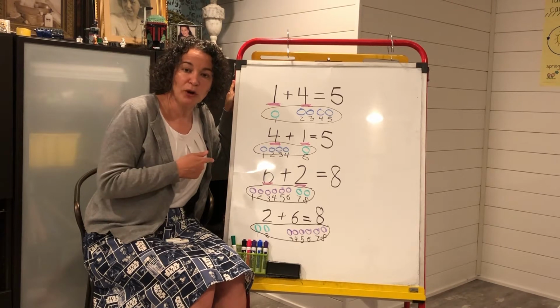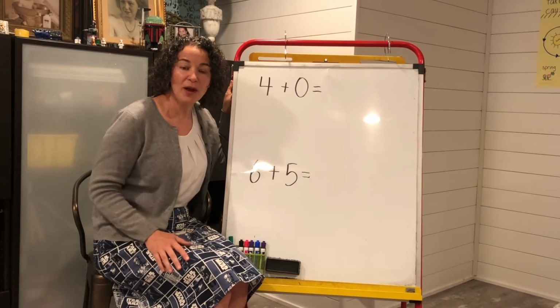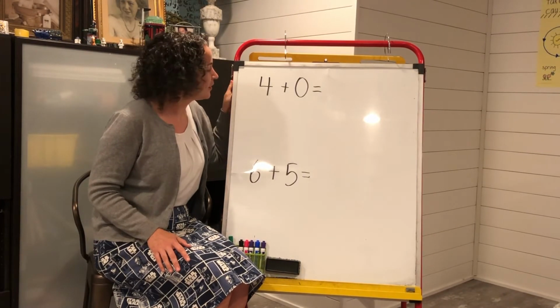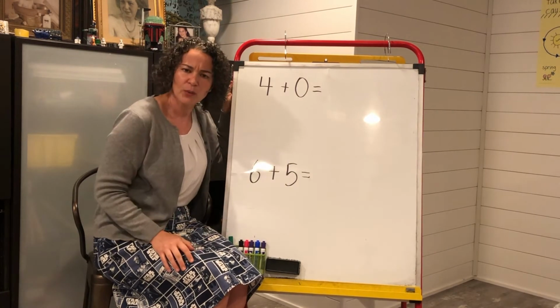And we'll try a couple more on the board, a couple on paper, and do one word problem, all right? Be right back. All right, my friends, we've got 2 more problems to solve on this board. Let's figure it out. So we've got 4 plus 0. What do you think we should do?